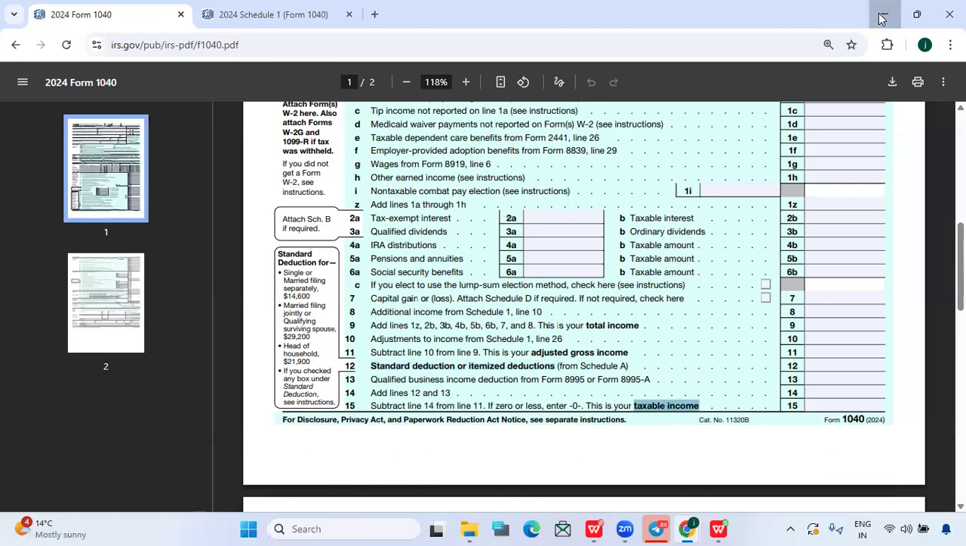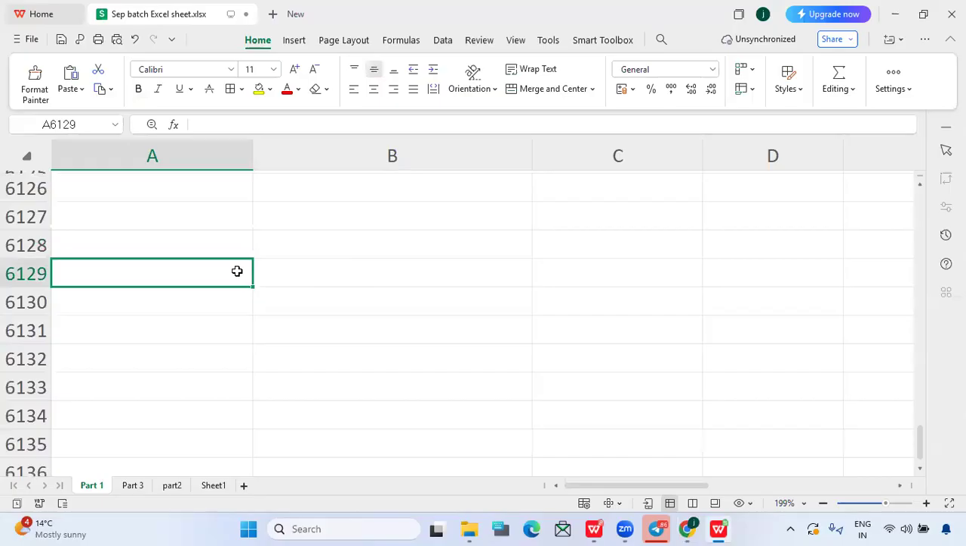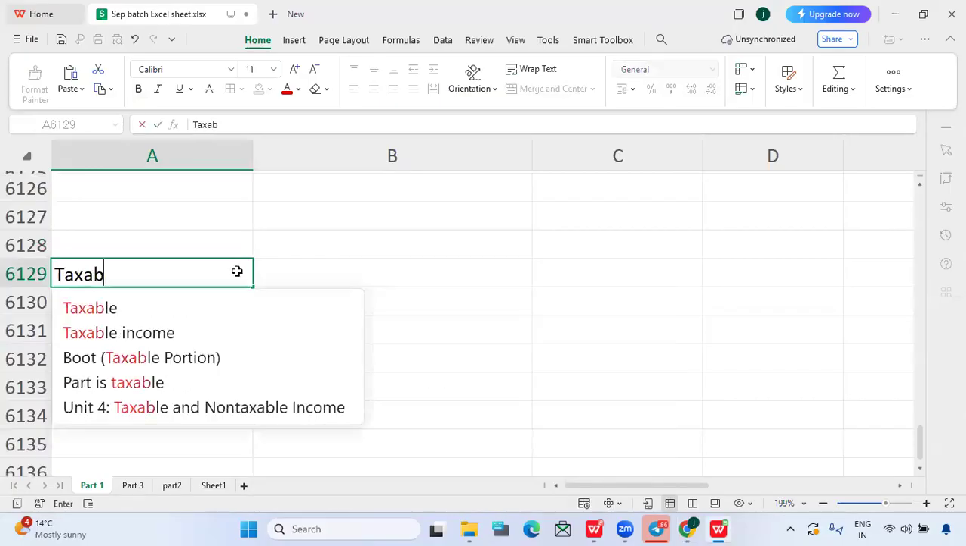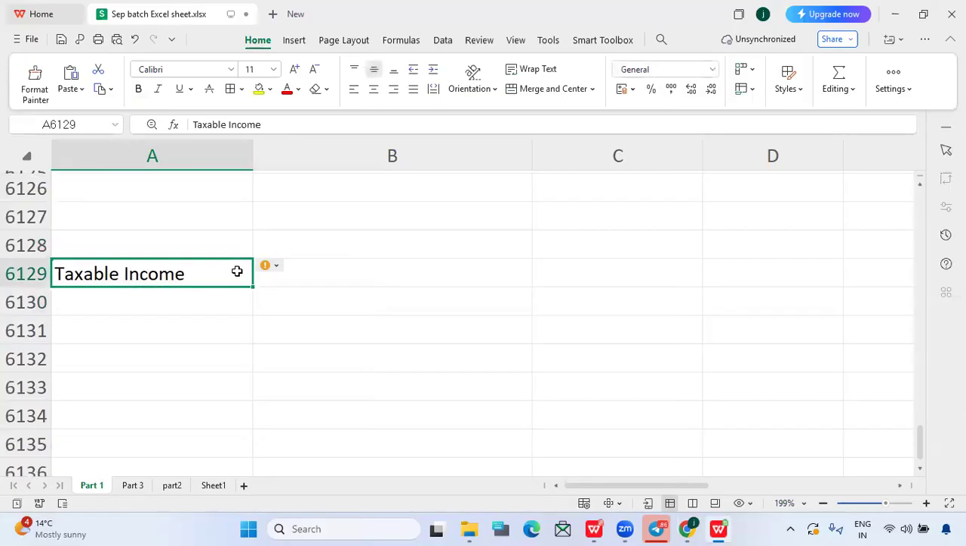So with this, can you just tell me how to calculate the taxable income, guys? How to calculate taxable income? Guys, can anyone quickly answer?